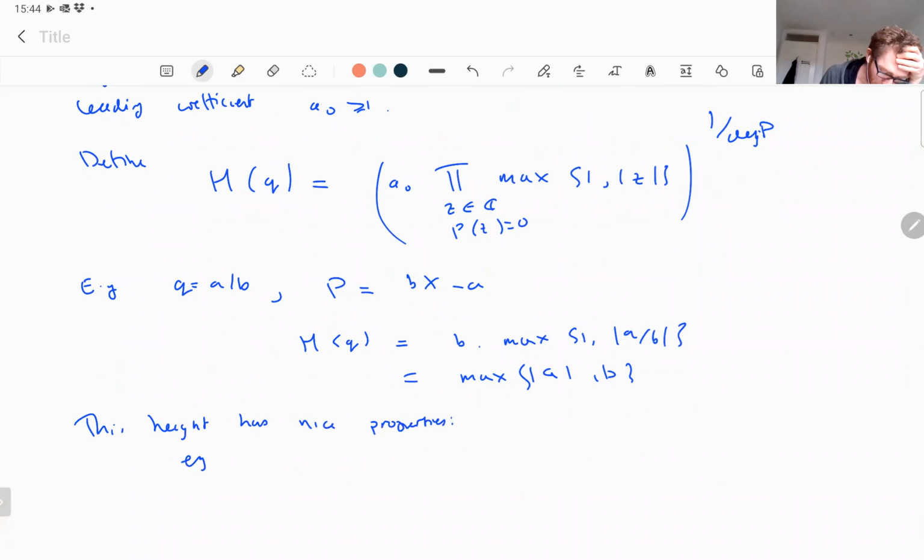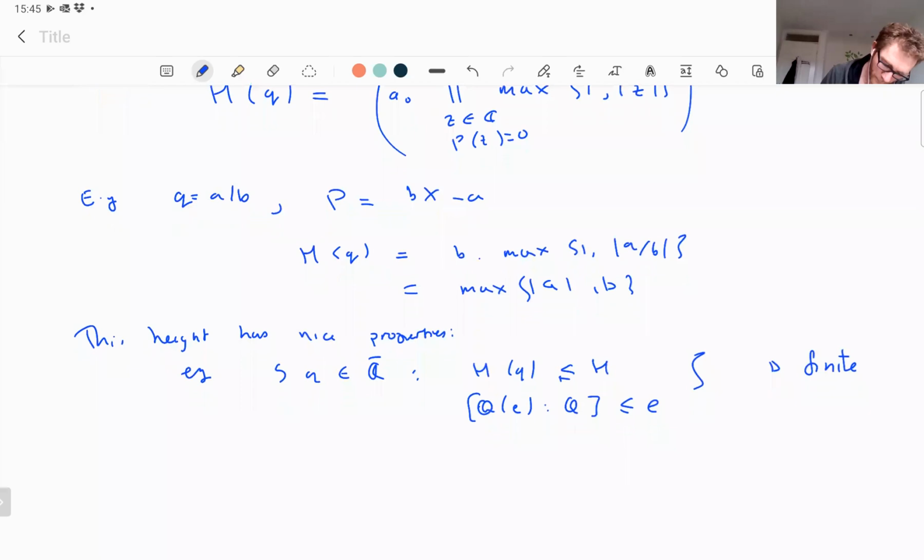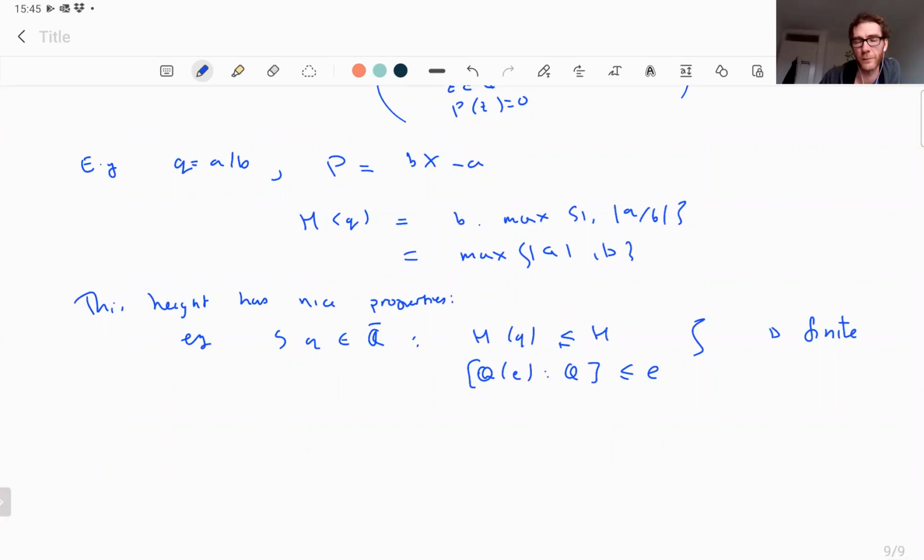For example, the set of Q in Q bar such that the height of Q is less than or equal to some bound, and the degree of Q is less than or equal to some other bound, is finite. So if you bound the height and the degree, you only get finitely many numbers. In loads of finiteness proofs in Diophantine geometry, you bound the height and you bound the degree and you conclude finiteness. And so because it's finite, it makes sense to try and bound the number of points of bounded degree and bounded height lying on a definable set.